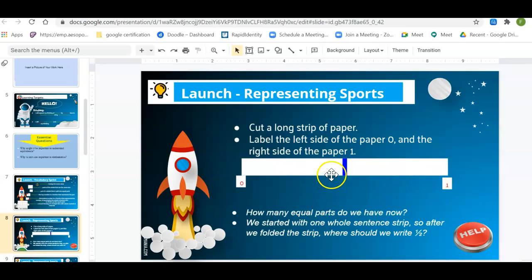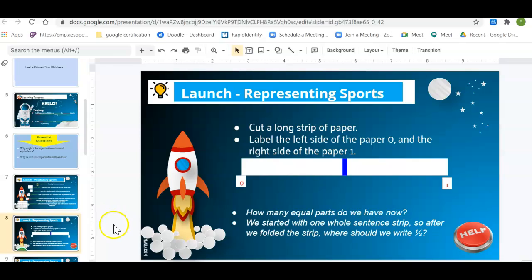Okay, and I've drawn a line right here in the middle. So after I've drawn the line in the middle, how many equal parts do I have in here now? And also, so we started with one whole strip. So after we folded the strip, where should we write the 1/2 in here? So 2 questions. How many equal parts do we have now? And where should I write 1/2 on this?